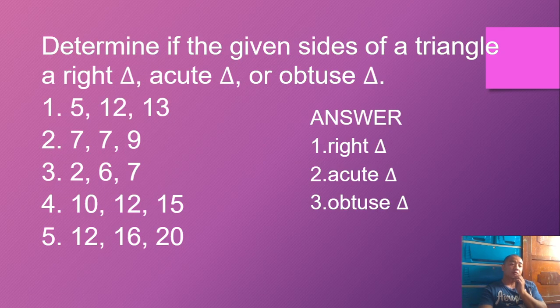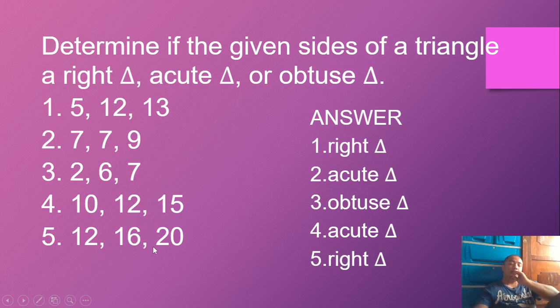This one, 100 plus 144 is 244, and 225. If greater than, it is acute again. This one, 144 plus 256 is equal to 400. Right triangle.